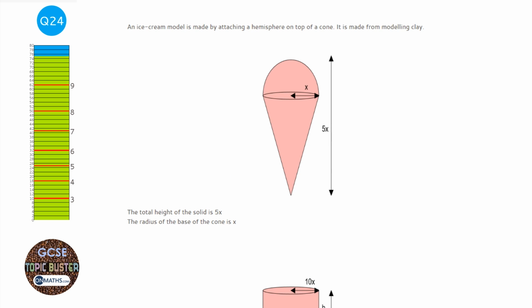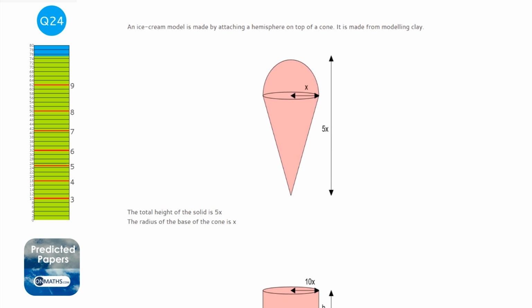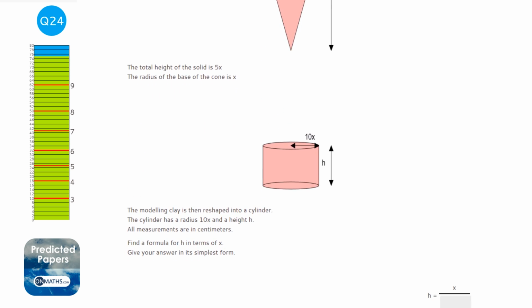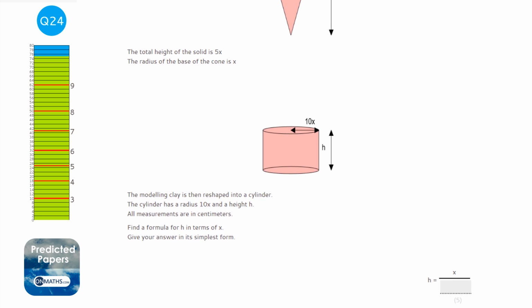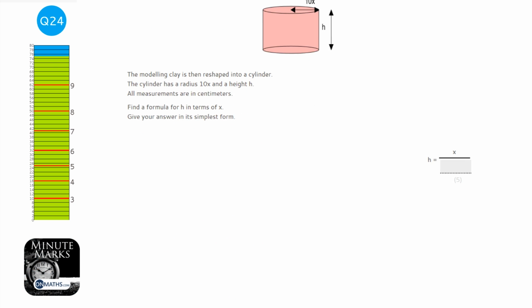Okay, so this doesn't seem like the easiest question because there's 3 shapes going on. There's no numbers in it at all, and we're asked to find a formula. So the first place I'd start is working out, first of all, what are the formulas we'll need? Well, let's have a look. So we've got a hemisphere.